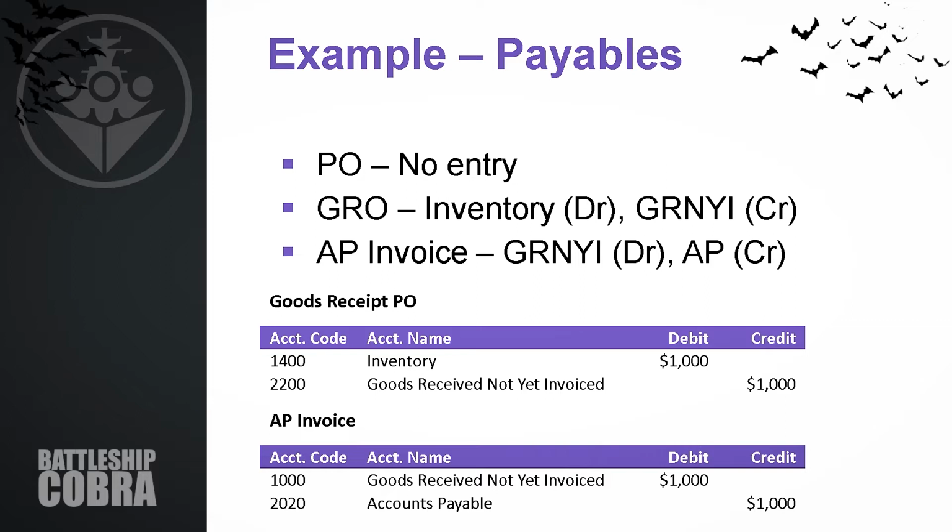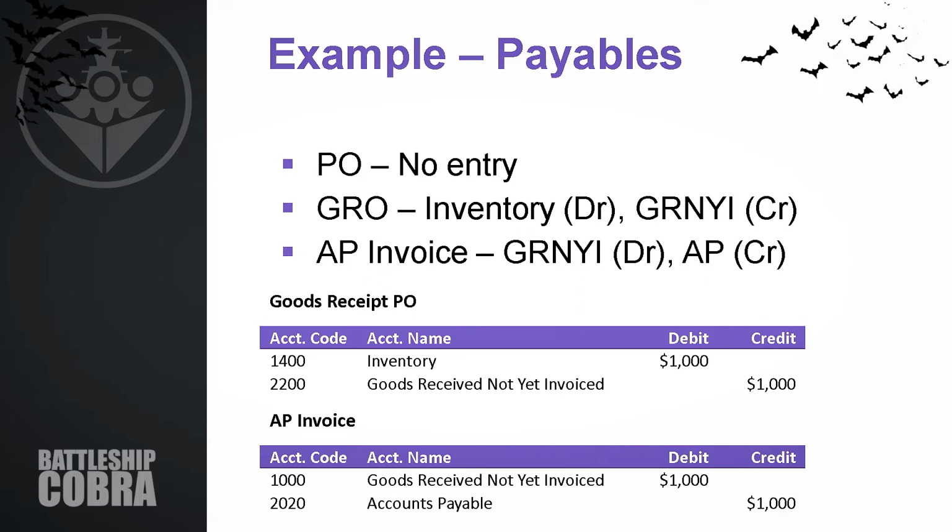The AP invoice then debits the liability of goods received, not yet invoiced, because it's something that you will owe. It's decreasing it with a debit. And then it's increasing your accounts payable. So now you owe the vendor that money specifically. So let's take a look at those journal entries.